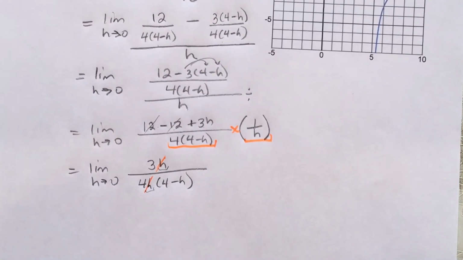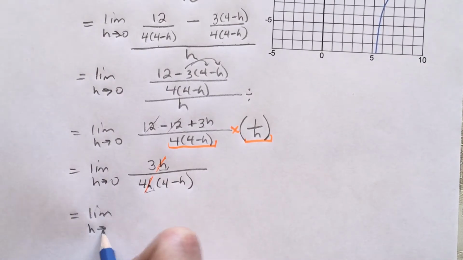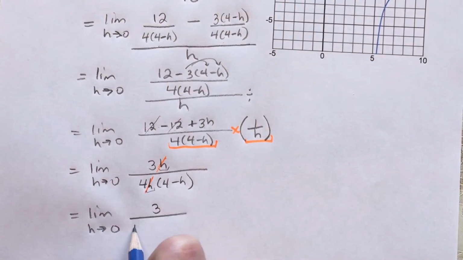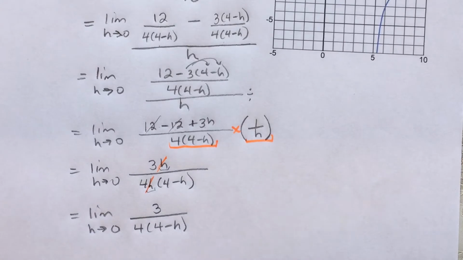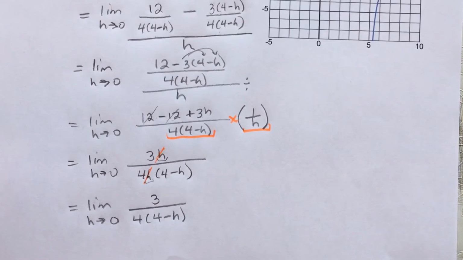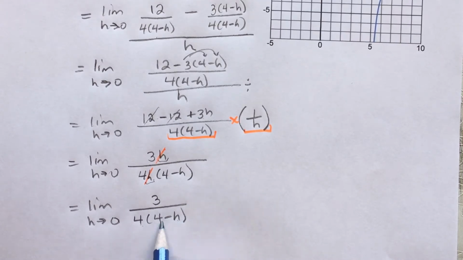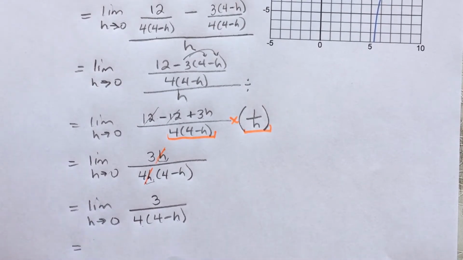So now I've got the limit as h approaches 0 of 3 over 4 times 4 minus h. Now let's see if it's safe to let h approach 0. It doesn't matter about the numerator. In the denominator, if I let h approach 0, I'm going to have 4 times 4. So no problem there. So I'm going to actually take the limit now.